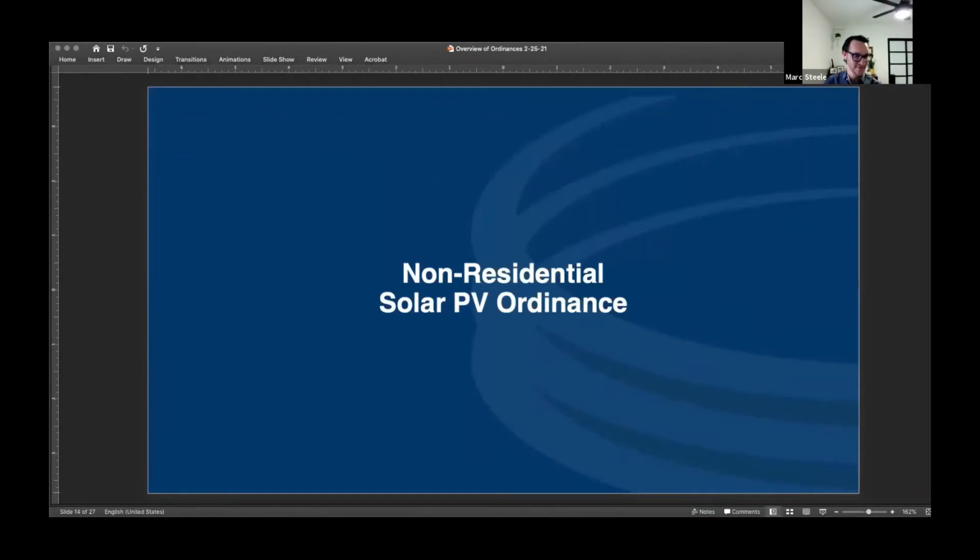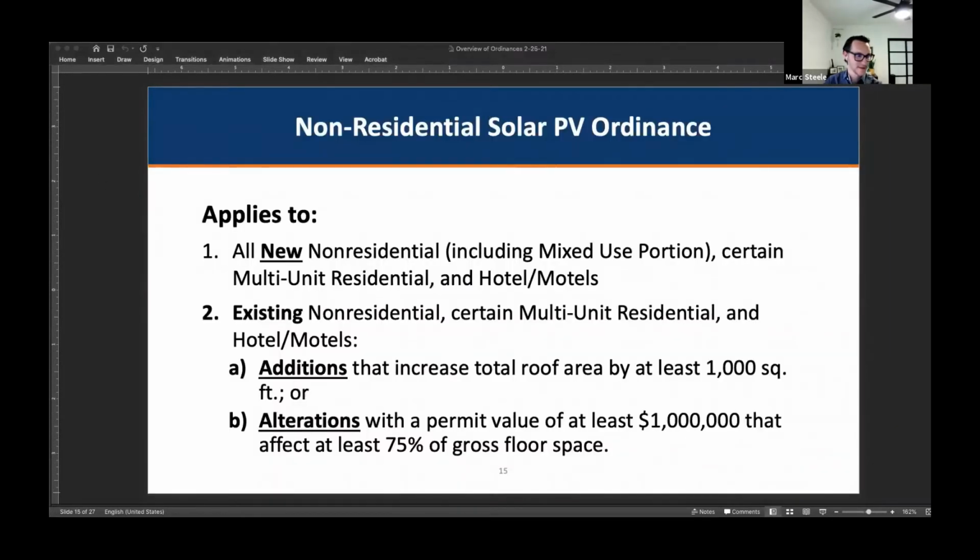The last of the three developed ordinances is the non-residential solar PV ordinance. This requirement applies to all new non-residential buildings, similar to the energy efficiency requirement. This includes certain multi-unit residential, such as high-rise units and hotels and motels, where the thresholds differ for existing buildings. That's going to be for additions that increase the total roof area by at least 1,000 square feet, and for alterations that have a permit value of at least $1 million that affect at least 75% of the gross floor area.